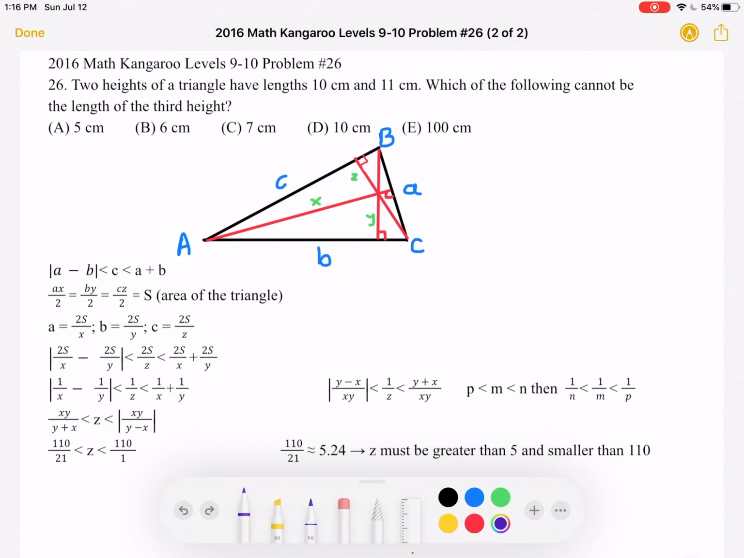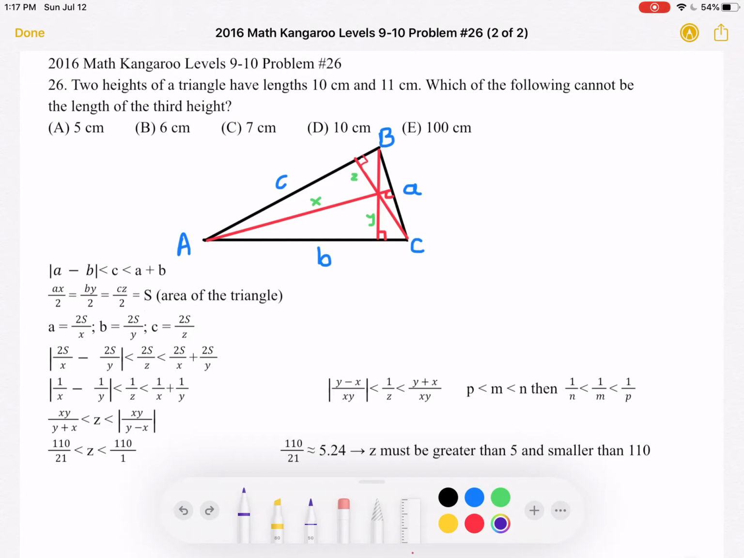Now, the problem tells us that we have two heights of lengths 10 and 11. But in order to approach this problem, I'm going to forget about the fact that we know what two of the heights are. We're just going to develop a relationship between the heights of a triangle and the length of the sides, and then we'll go back and plug in 10 and 11. So what I've done is I've drawn a height from each vertex. The one going from A is length x, the height from B is y, and the height going from vertex C is z.